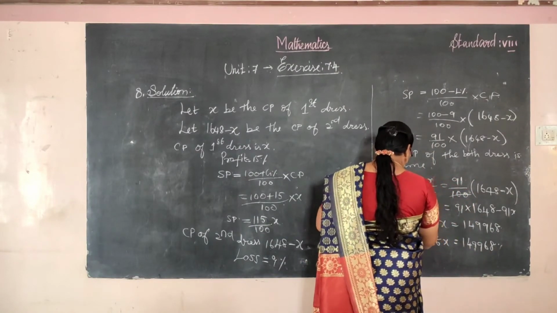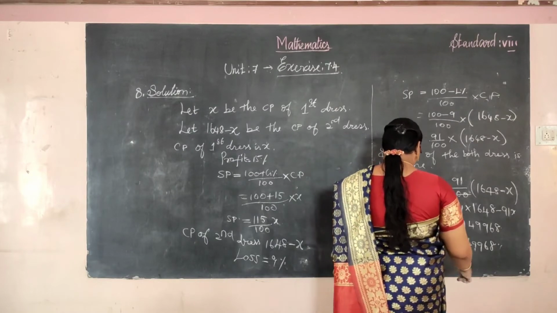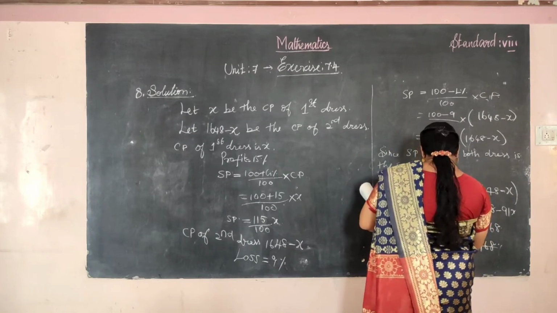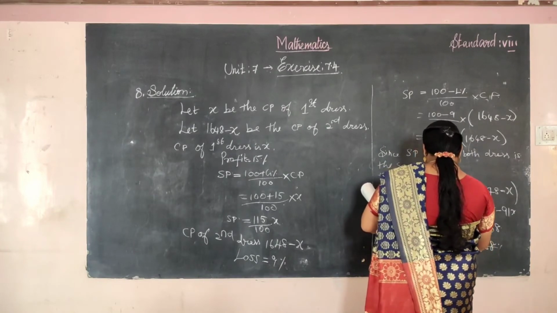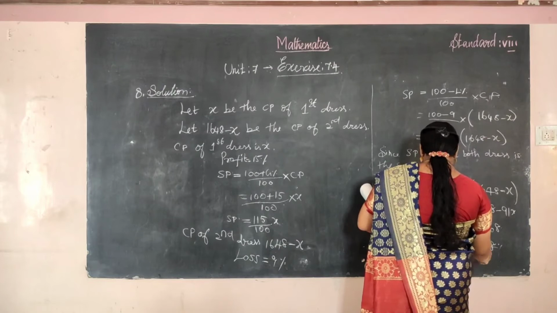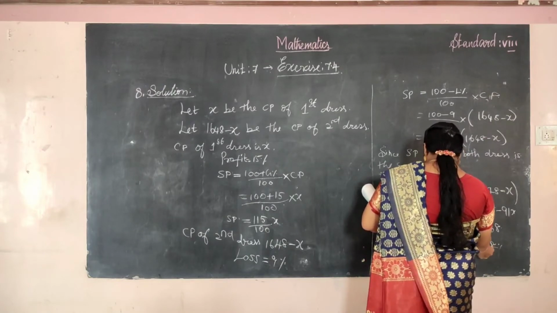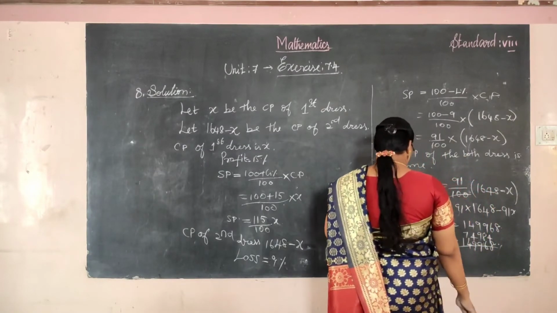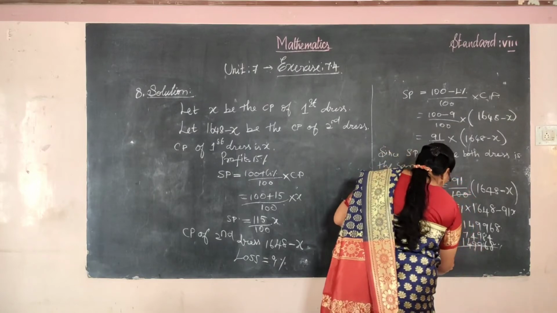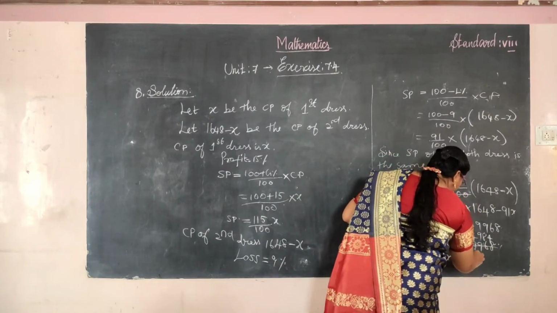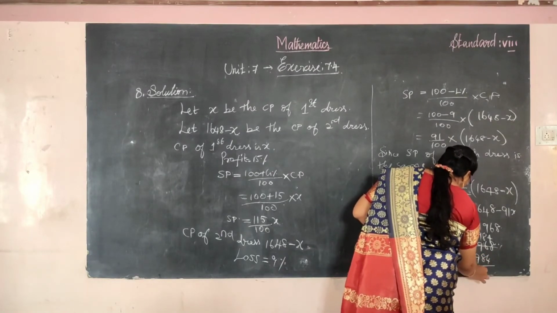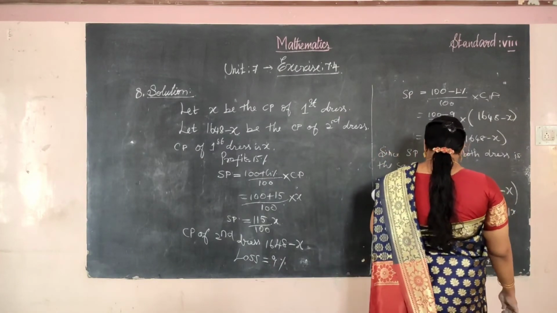Now cancelling 2 table. 2 1s are 2, 0, 2 3s are. Here also simplify. 2 7s are 14, 4s are 8, remaining 1. 9s are 18, remaining 1s. 8s are 16, 4. Okay, right. So x equal to 74,984 divided by 103. Okay, let's simplify.